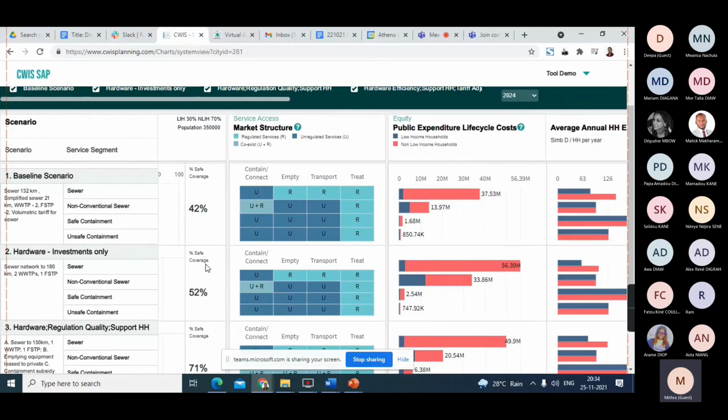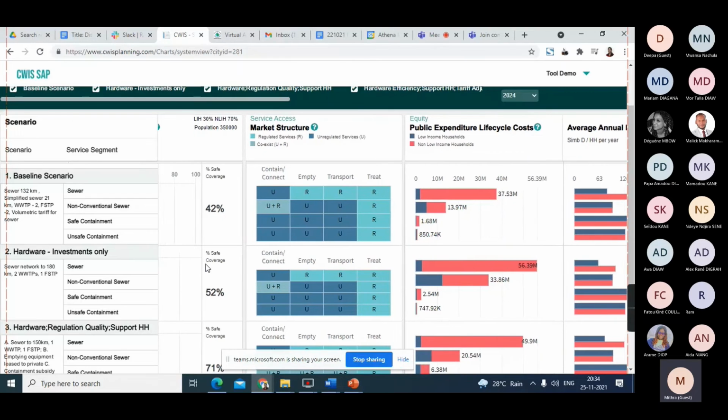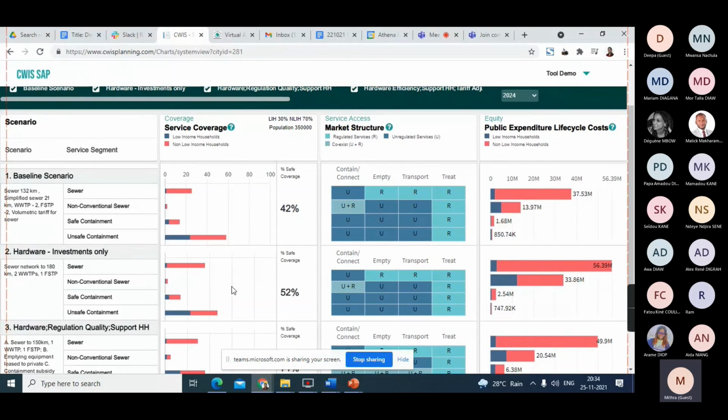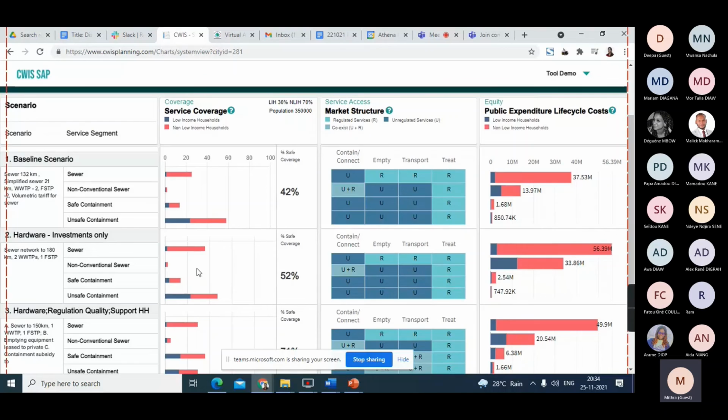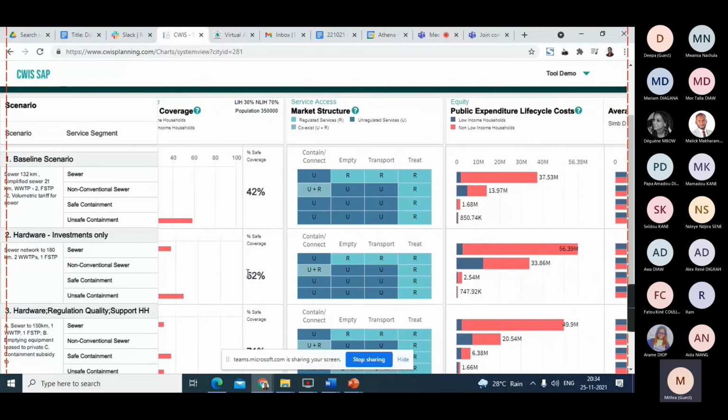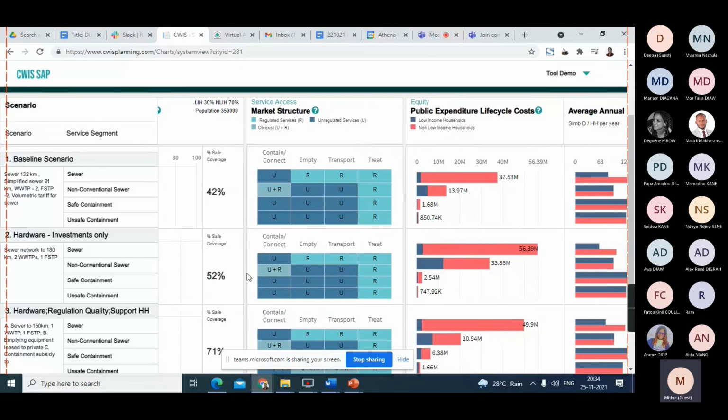So we would change three data points. One is the coverage, that is, what percentage of your households are moving to sewer coverage. Here it moves from 24% to 34%, a 10% increase in coverage, and the relative hardware. So about 48 kilometers are added and 2 WWTPs are added, and that's it. And you run the model.